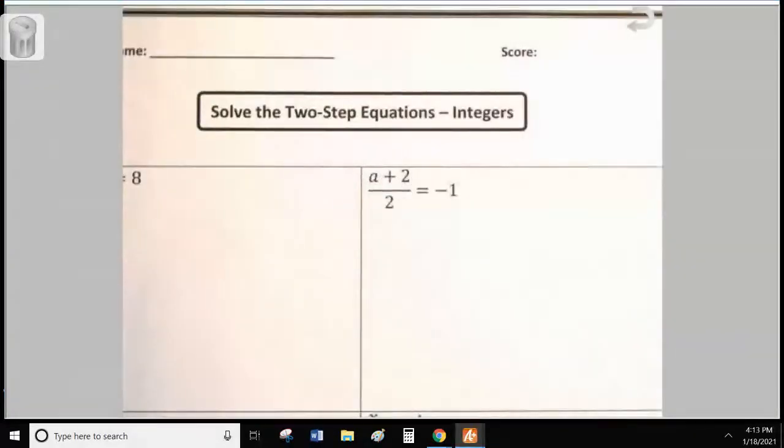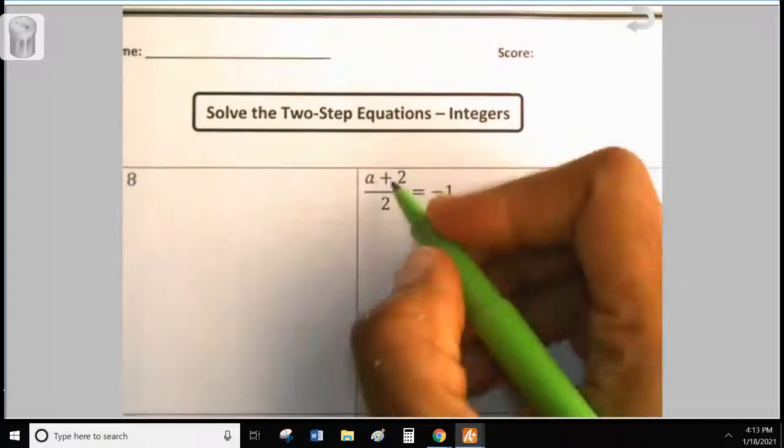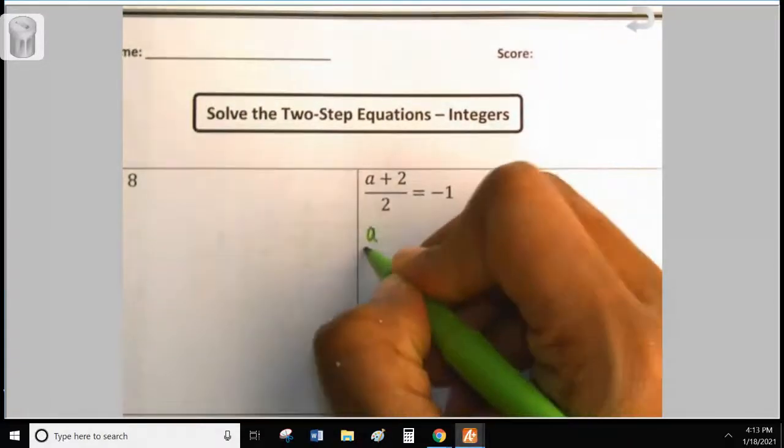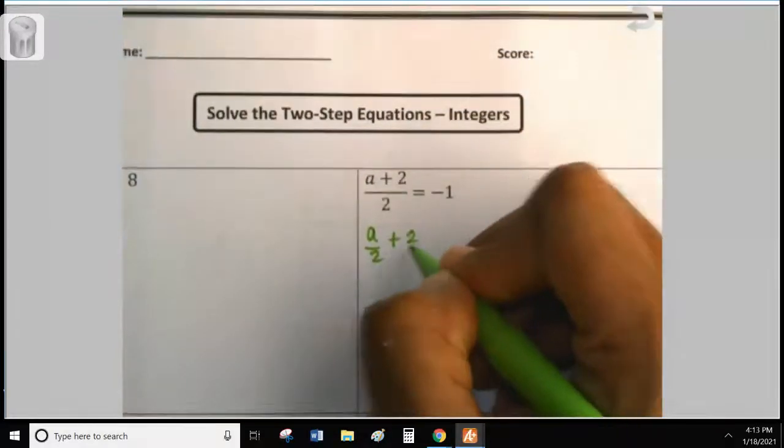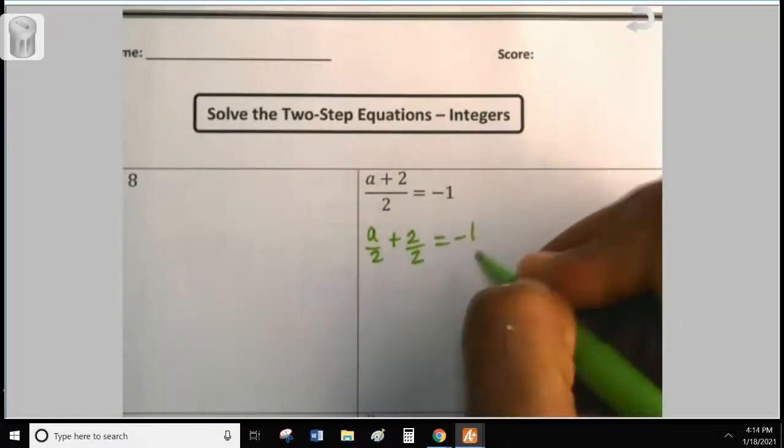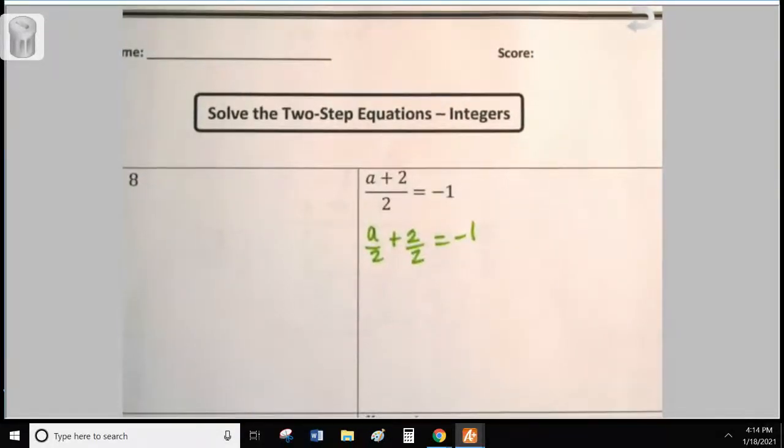Okay, so this one looks scary. I know it looks scary, but it's not. It's not scary at all. So let's go ahead and split this up first. So this is a plus 2 over 2, or a plus 2 divided by 2. Well, I can't combine a plus 2 because I don't know the value of a. But what I can do is I can make these into two separate fractions. So I can make this into a over 2 plus 2 over 2 is equal to negative 1. So I can take the denominator and split those numerators up, okay?